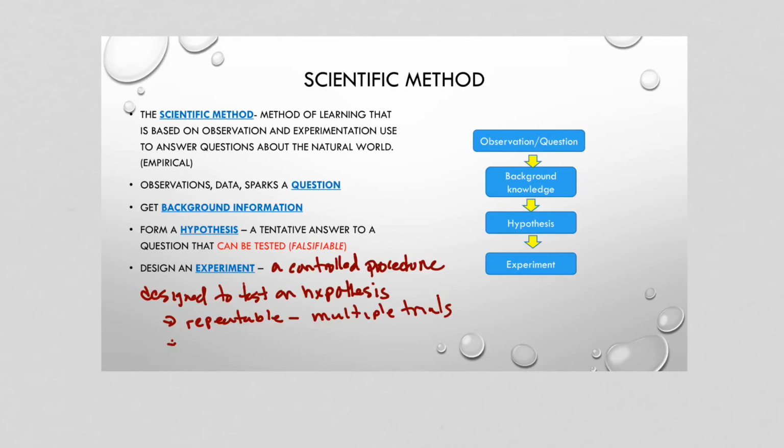The results of an experiment may either support your hypothesis or disprove the hypothesis. Now notice I didn't say it could prove the hypothesis, because we can never prove a hypothesis to be true. We can only support that hypothesis with experimental results. However, we can disprove a hypothesis.